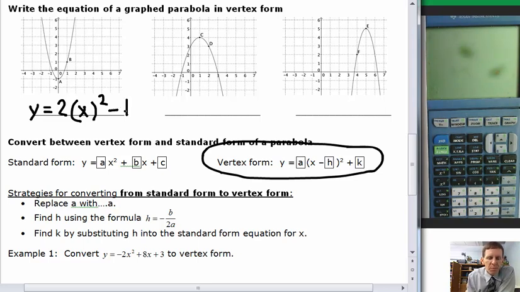On our second graph, we're going to start with y equals. Here's your vertex.